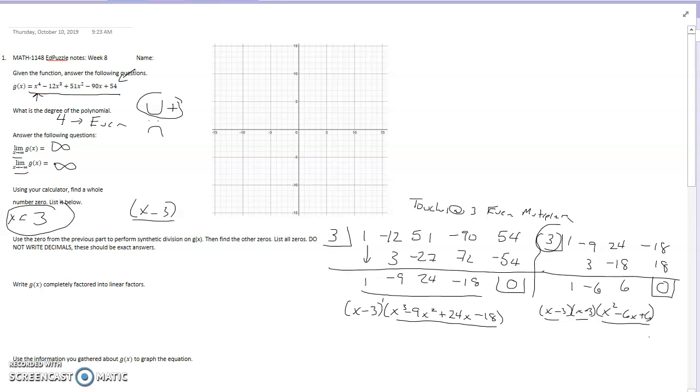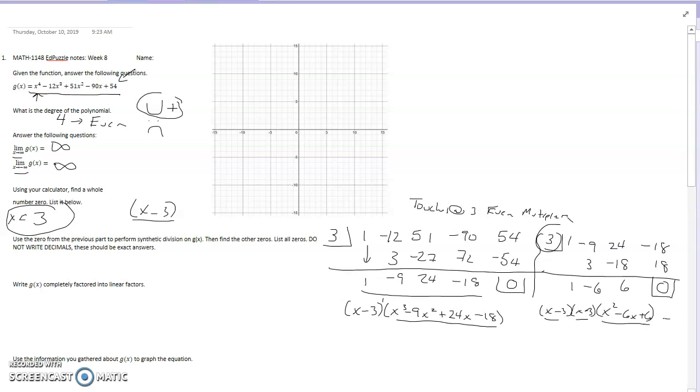Now, I'm going to try to factor that. What are factors of 6 that add to negative 6? I don't know that we can factor that, because factors of 6, well, I have negative 6 and negative 1, but those don't add up to negative 6, those add up to negative 7, so we're not going to be able to factor this. So if we can't factor it, what else do we do with a quadratic? We use the quadratic formula, right?